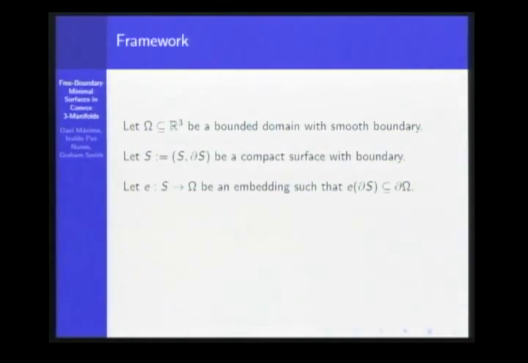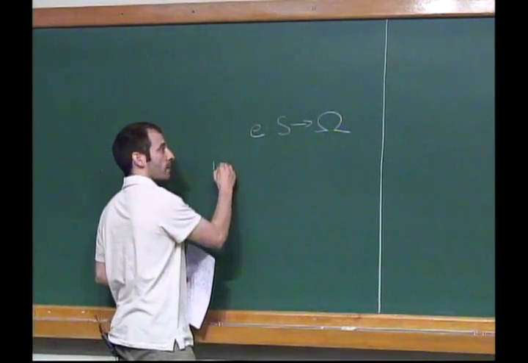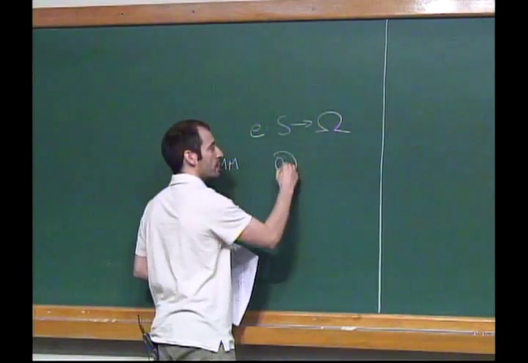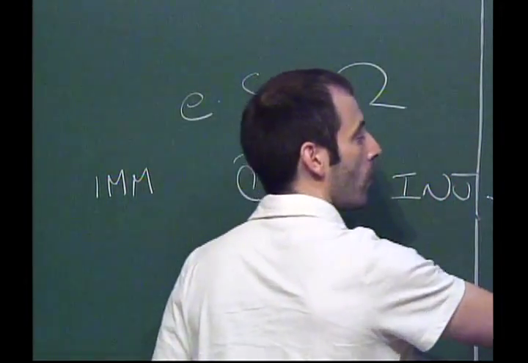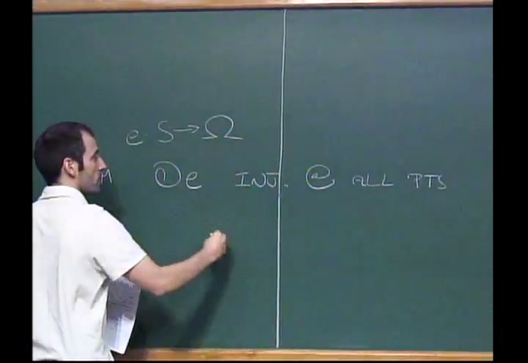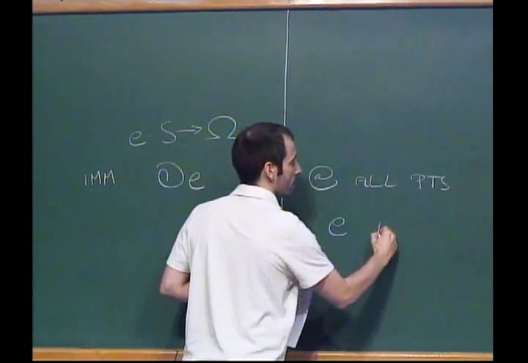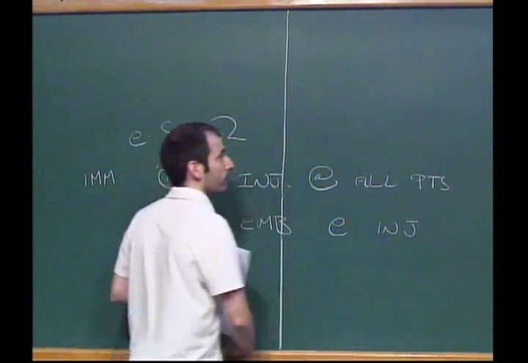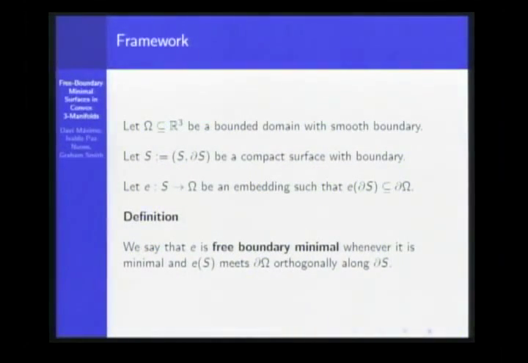Now, I'll just remind you that if E is a mapping that sends S into omega, then E is said to be an immersion when dE, the derivative of E, is injective at all points. And E is said to be an embedding when, in addition, E is injective. But I'm sure you all know that. So, the objects that we're going to study: free boundary minimal surfaces.